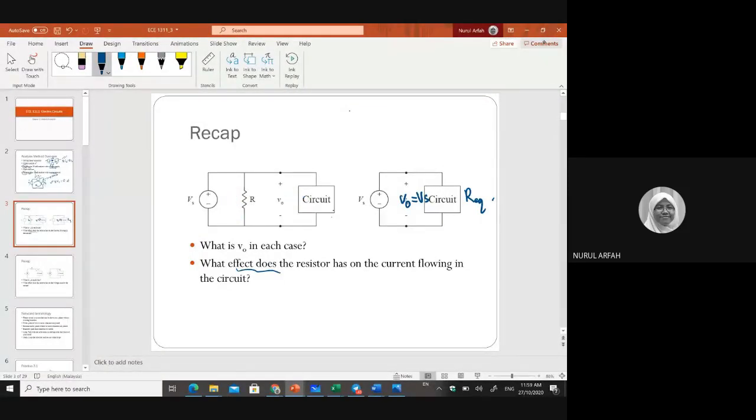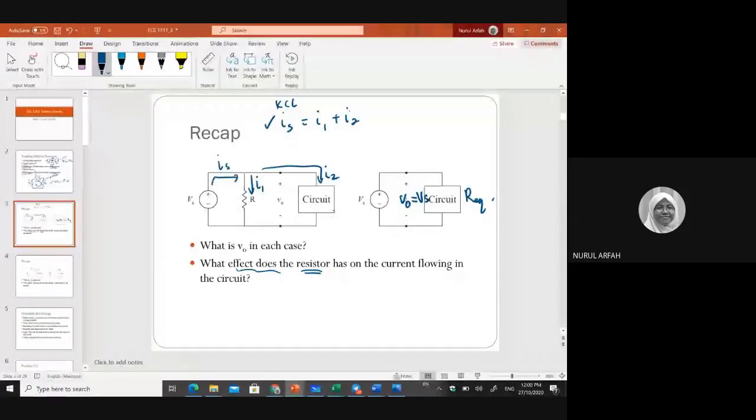And you know that if you have it in parallel, you're going to have a current source which will branch out into I1 and I2. And if you apply KCL, you have IS equal to I1 plus I2. So what do you think? If we have a resistor over here, then what does this resistor have on the current flowing in the circuit?